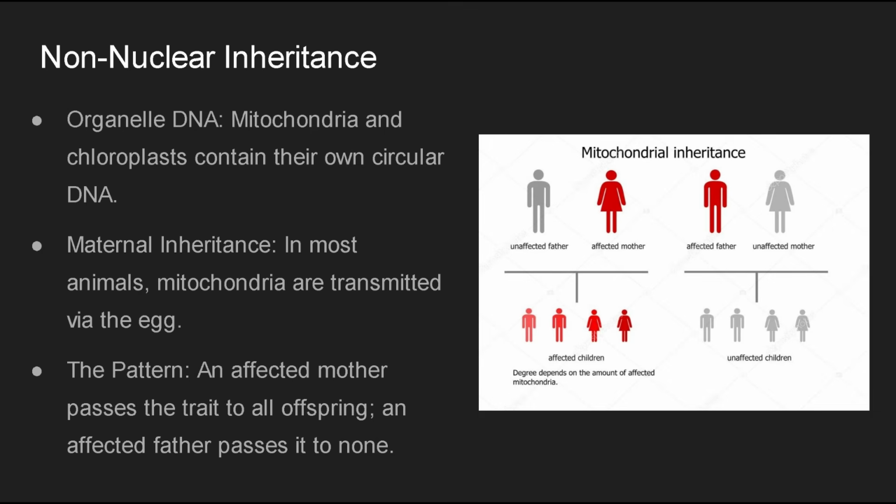Additionally, not all of your DNA is in the nucleus itself. Mitochondria and chloroplasts contain their own circular DNA. In humans, you get all of your mitochondria from your mother's egg cell, not the sperm. This is known as maternal inheritance, or even mitochondrial or cytoplasmic inheritance. This means that if a mother has a mitochondrial or cytoplasmic trait or disorder, she will pass it to all of her children, while an affected father will pass it to none of them.